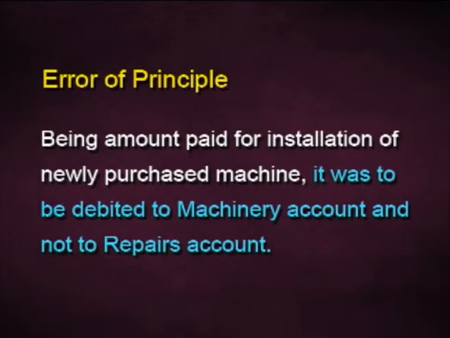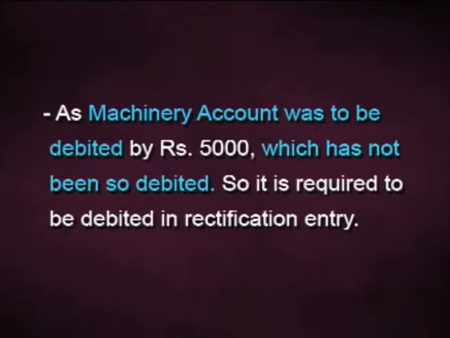Being the amount paid for installation of a newly purchased machine, it was to be debited to machinery account and not to repairs account. Although this error will not affect the total of trial balance, rectification is required. Let us analyze this error and then pass the rectification entry. As machinery account was to be debited by rupees 5,000, which has not been so debited, it is required to be debited in the rectification entry.